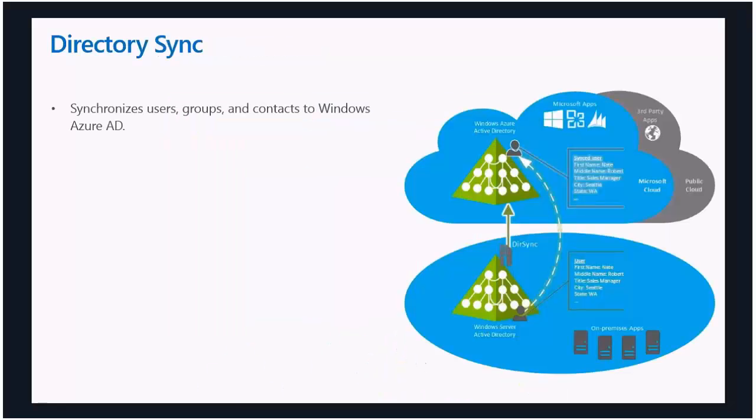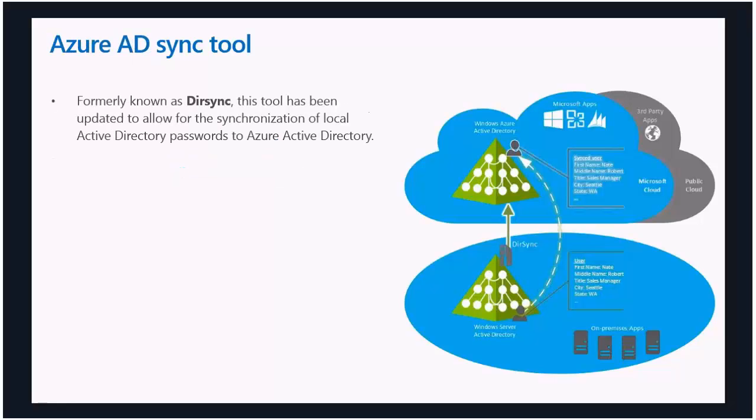Now, typically the way that this has been done early on was using a product called Directory Sync or DirSync, and that, as you can see, basically synchronizes the users and groups up to the Windows Azure AD. The problem with the original DirSync is it didn't support password synchronization. So unfortunately, users in the cloud would potentially have a different password to that which is on-premise, because those attributes weren't synchronized. Now, the update to that DirSync tool was a tool called Azure AD Sync Services.